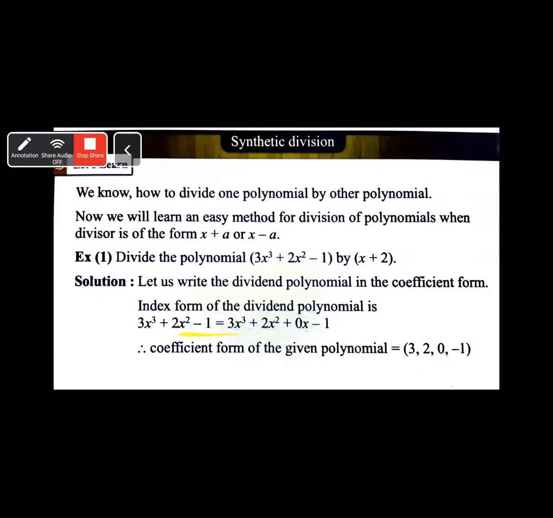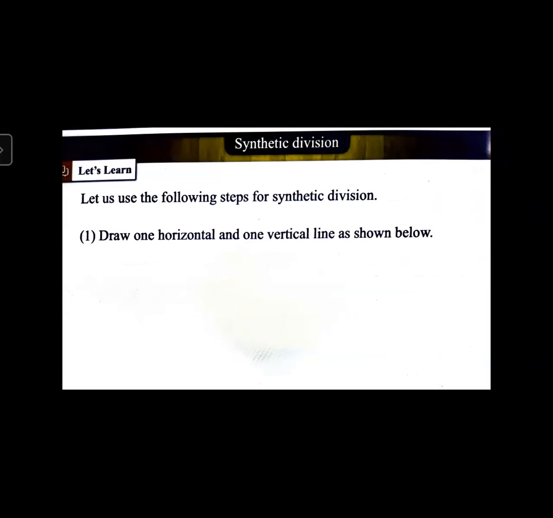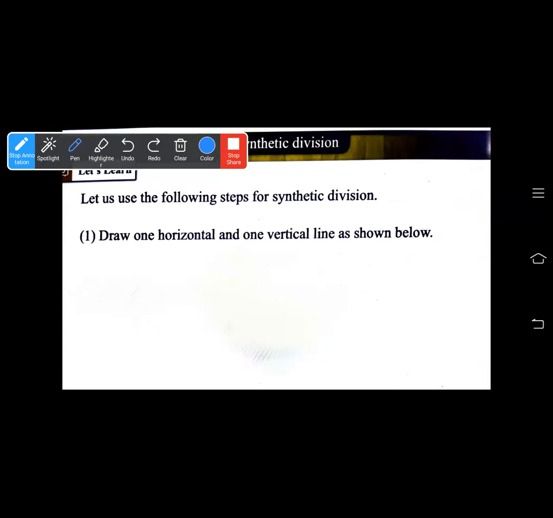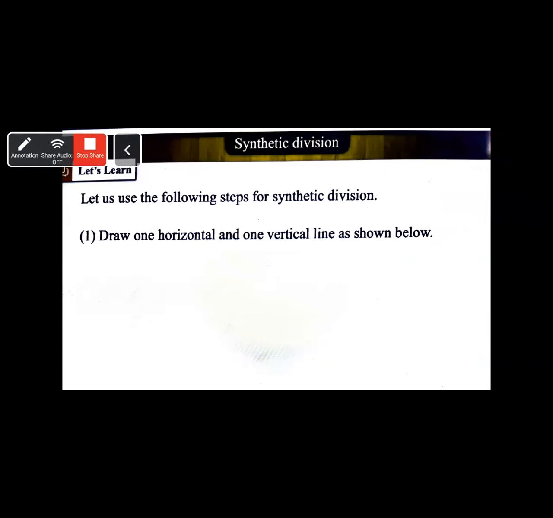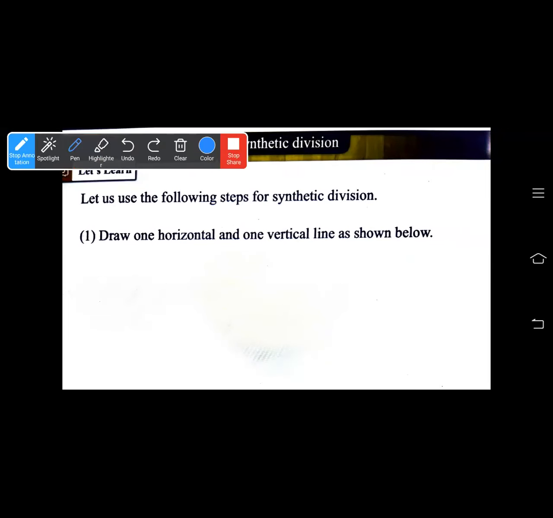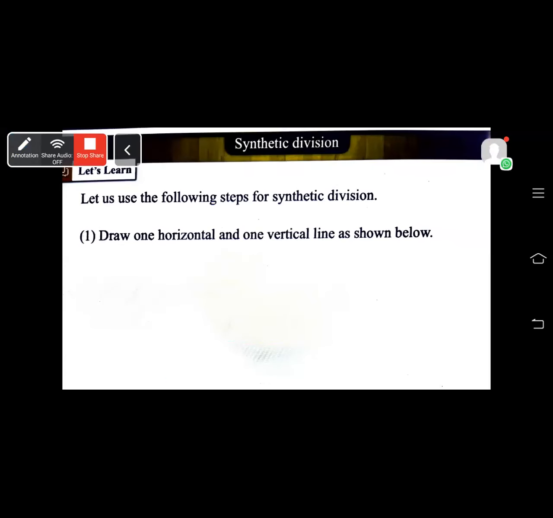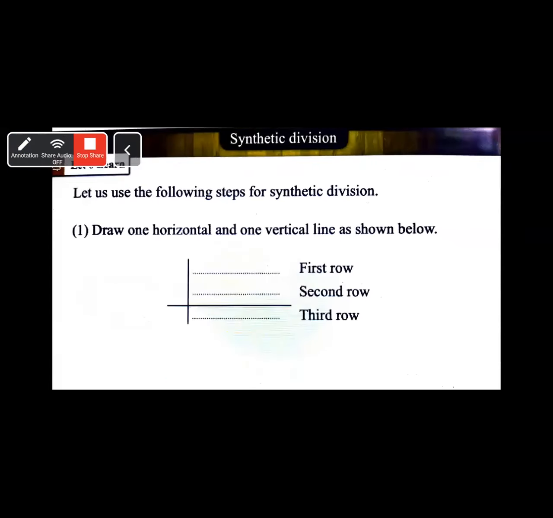Synthetic division. Let's use the following steps for synthetic division. Draw one horizontal and one vertical line as shown below. You have to use one horizontal line and one vertical line in this way.